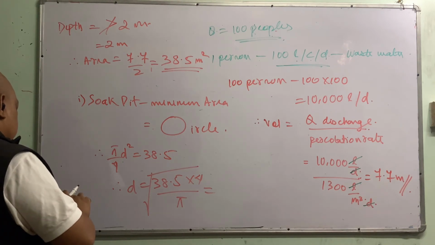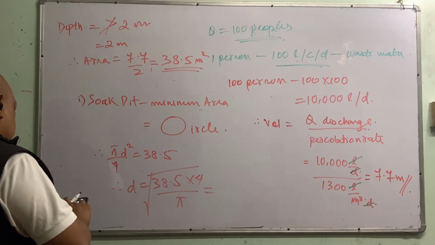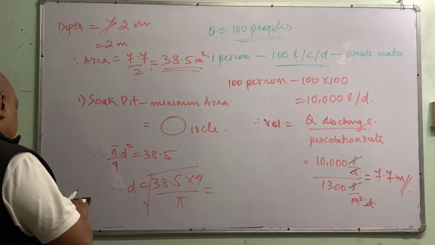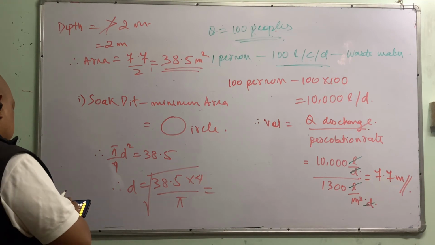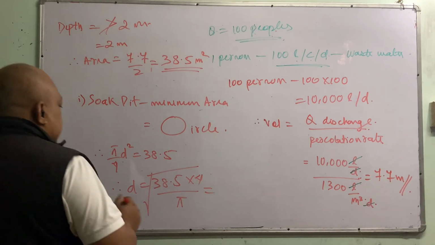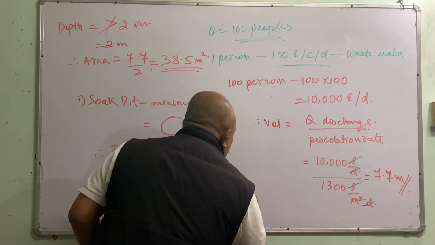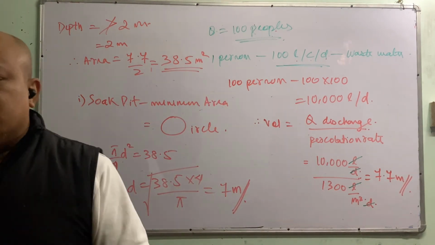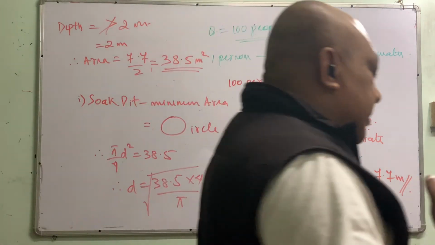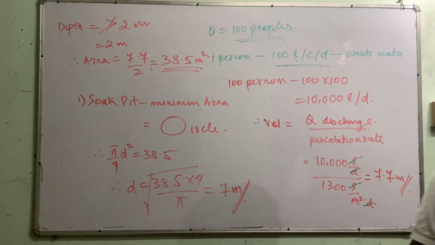That comes to about 2.2 meters. Finished. Is that clear? So this is the design of the septic tank and the design of the soak pit for a rural or semi-urban area.